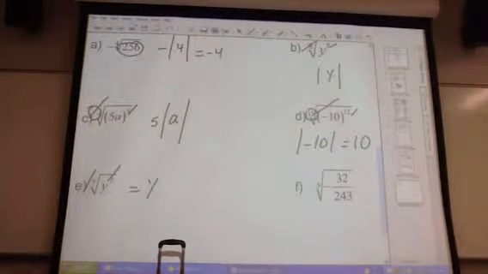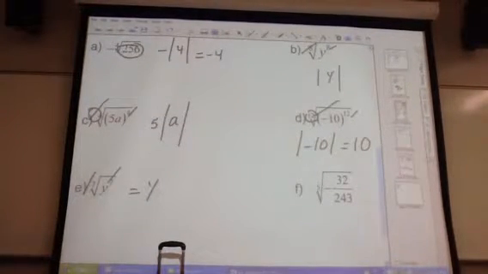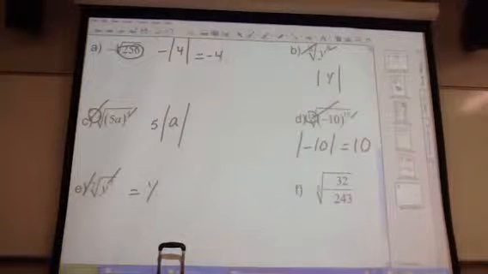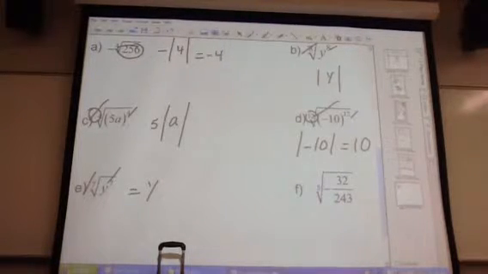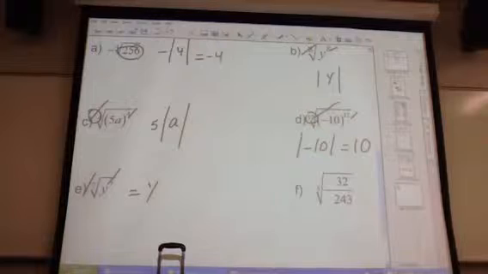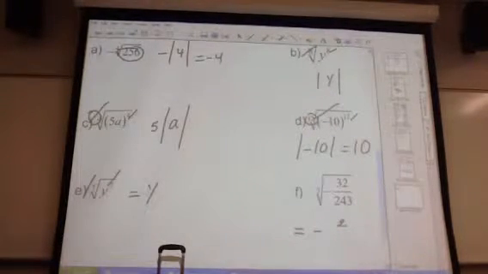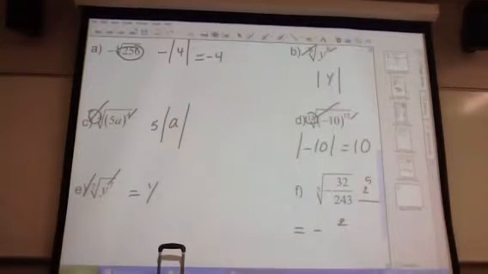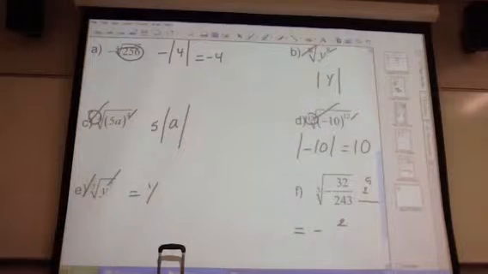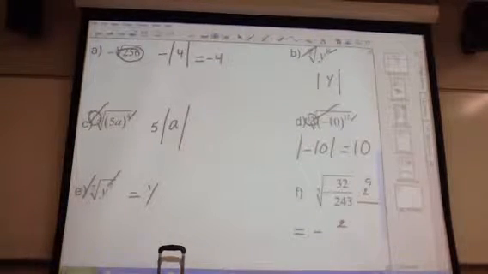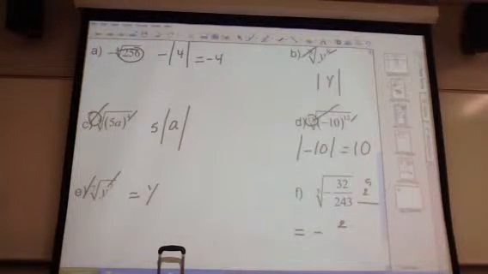If your index is odd, you can take the cube root of a negative, fifth root of a negative, seventh root of a negative. The answer is negative, isn't it? What is the fifth root of 32? 2, because 2 to the power of 5 is going to give you that. And what is the fifth root of 243? 7? Am I right? It's 3. I got negative 3.